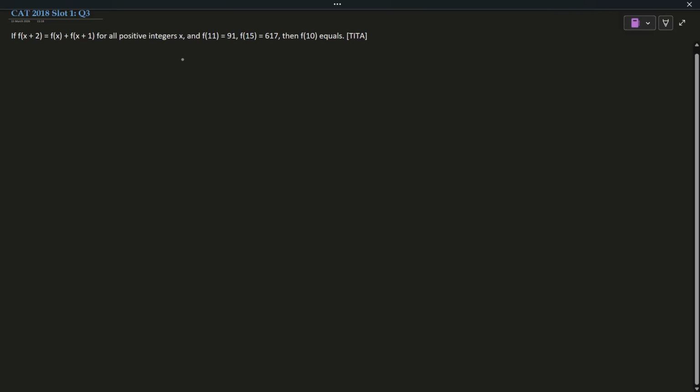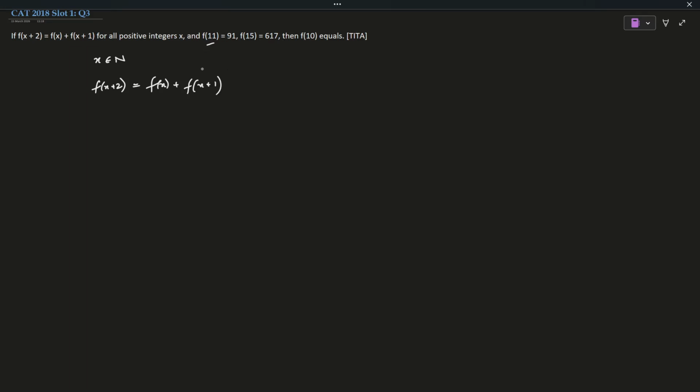f of x plus 2 equals f of x plus f of x plus 1 for all positive integers x. That means x belongs to the natural numbers; N is used to denote the set of natural numbers. f of 11 is 91, f of 15 is 617. Then find the value of f of 10.